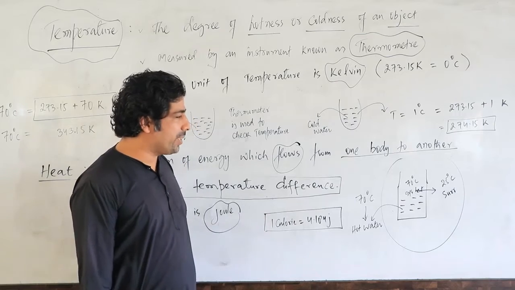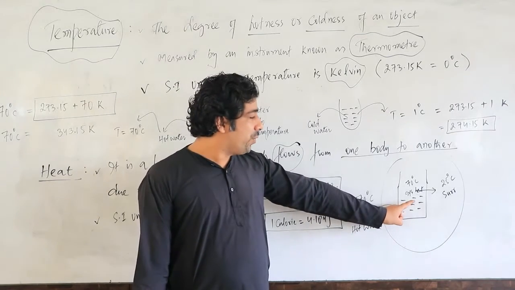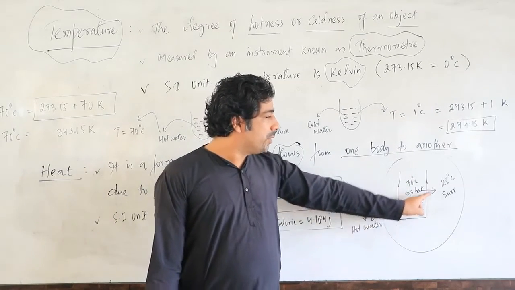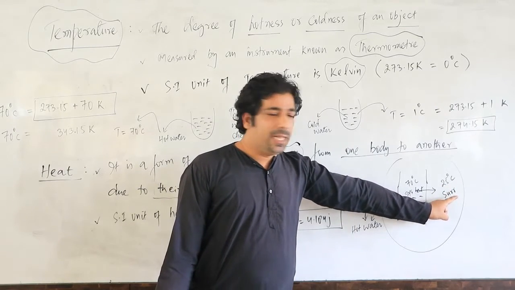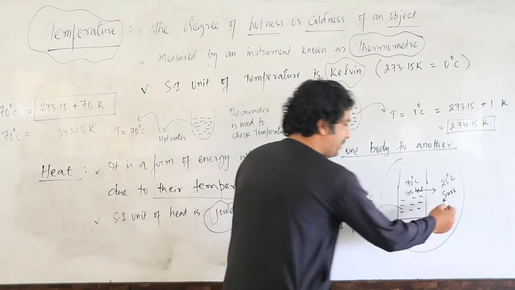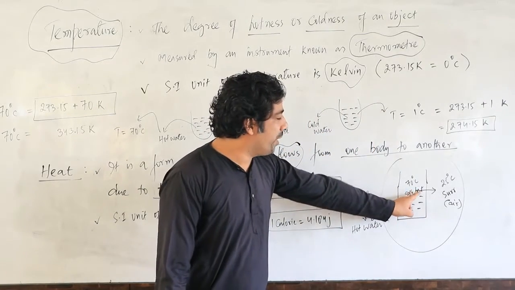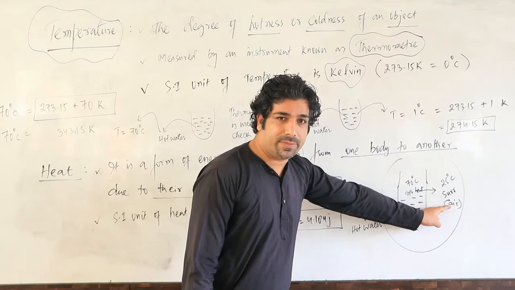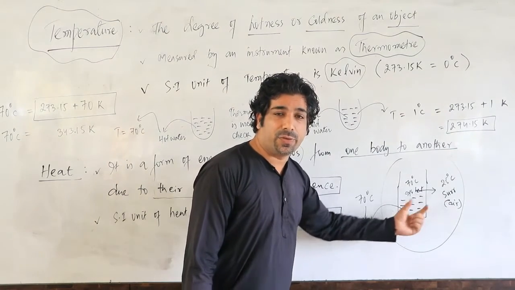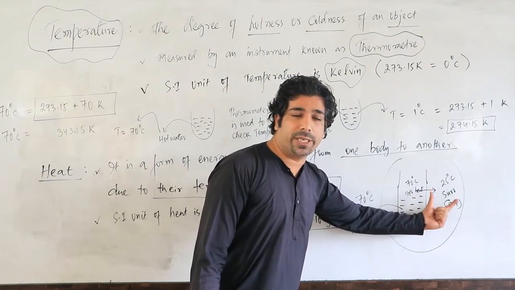Now what is my point here? Heat will flow from the hotter object to the colder object. Let us suppose in the surroundings we have air. So the heat is flowing from water into the air. Air is present in the surroundings. So from the hotter object to the colder object, heat can flow.